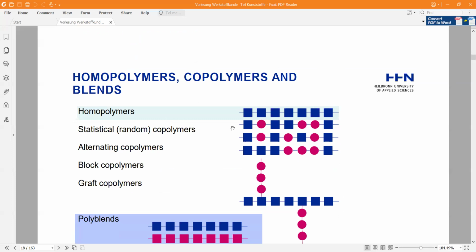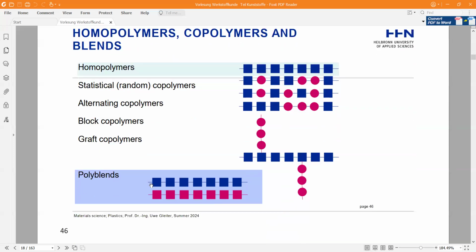Homopolymers, when basic units are all the same, statistical or random polymers, alternating polymers, block polymers, graft copolymers, and polyblends.